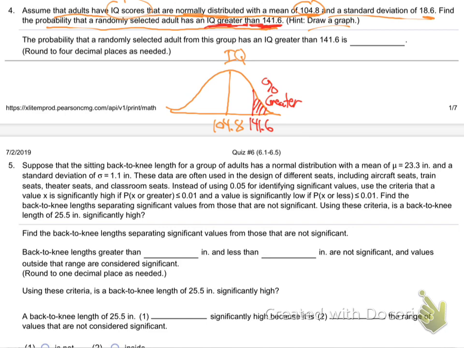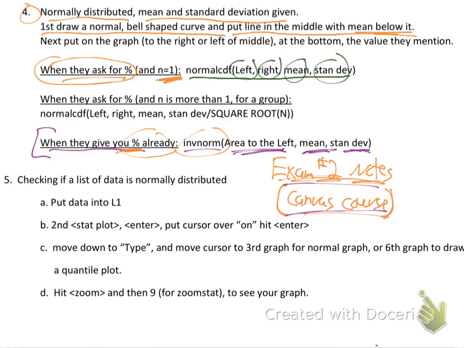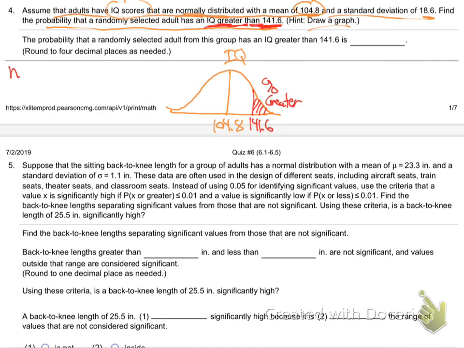So remember how we do this? When they ask for percent, that's what they're doing. They're asking for percent. Normal CDF, left, right, mean, standard. So I'm going to go normal CDF, left, right, mean, standard. So normal CDF. What? So left and right of what?